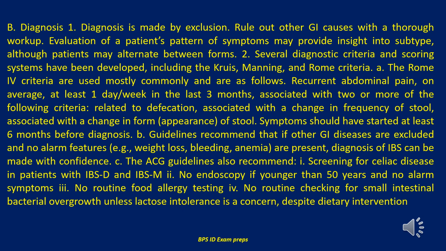2. Several diagnostic criteria and scoring systems have been developed, including the Kruis, Manning, and Rome criteria. The Rome 4 criteria are used most commonly and are as follows. Recurrent abdominal pain, on average, at least 1 day per week in the last 3 months, associated with 2 or more of the following criteria: related to defecation, associated with a change in frequency of stool, associated with a change in form, appearance, of stool.